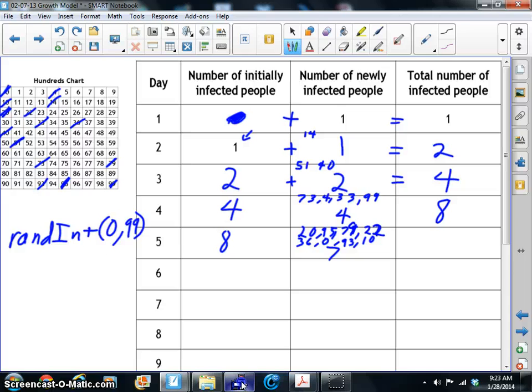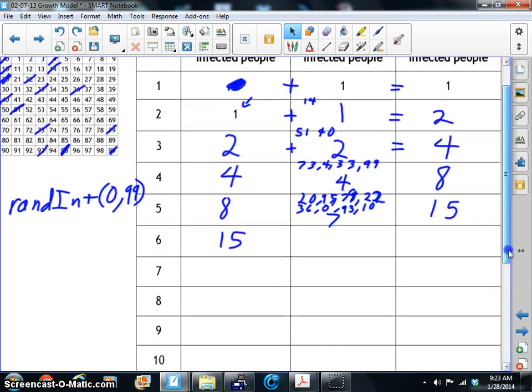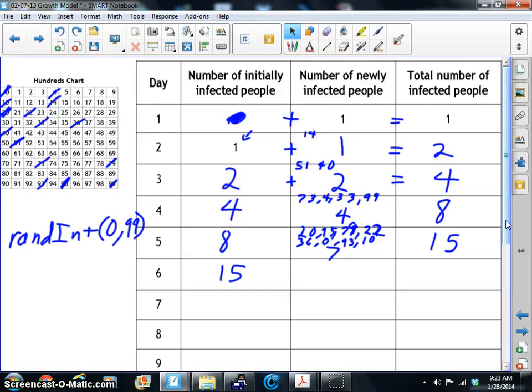7 plus 8, 15. So now we have 15. Then we move to the next one. But you get the idea. You're going to be completing this chart inside the class for 15 days. This will get a lot bigger, and like you can see, it's starting to grow a lot. You're going to need a separate sheet of paper for this, so you can go ahead and take down the numbers for the people that are getting infected.